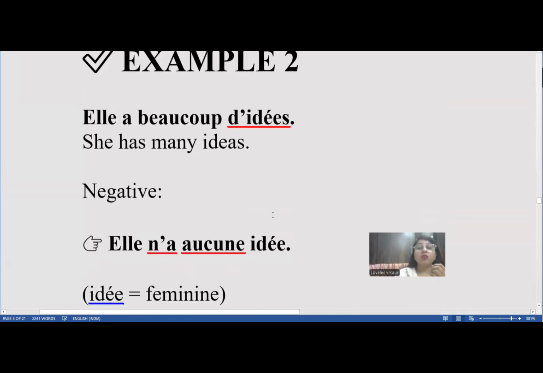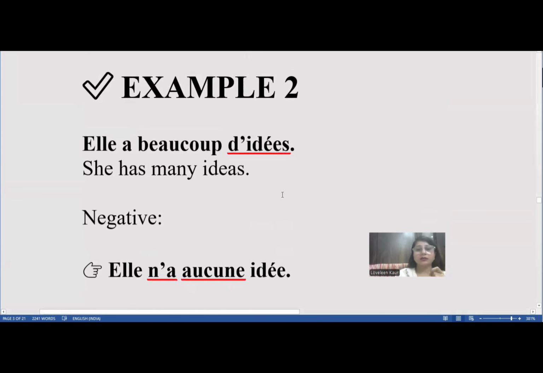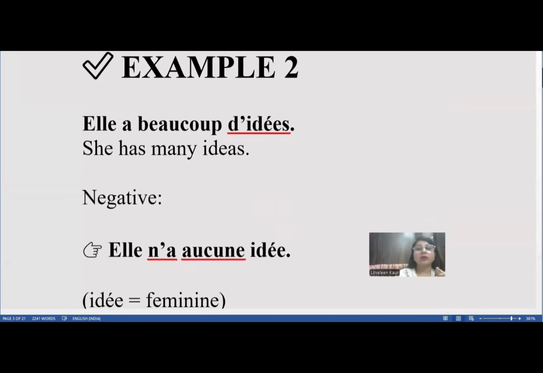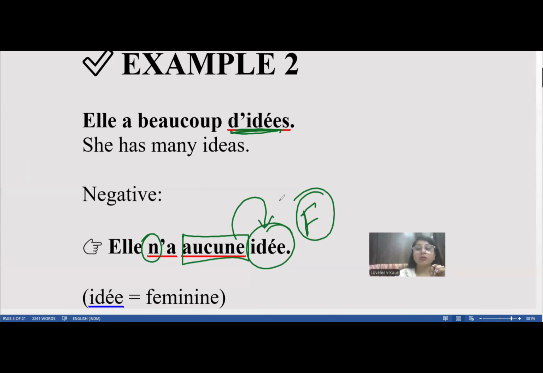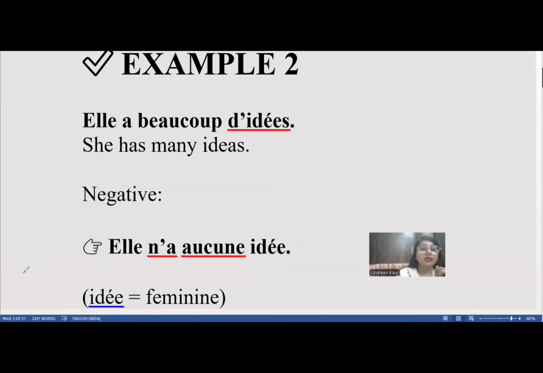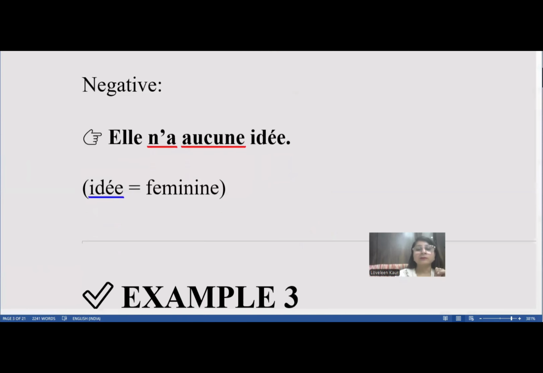For example, if I say, elle a beaucoup d'idées, she has many ideas, right? And now you want to say, she doesn't have any idea. Because idée is a feminine word, and of course in the negative sentence we have to put ne and aucun. This time we have aucun and aucune, two things. We will write aucune. Why? Because we are talking about idée, and that's a feminine word. So we'll say elle n'a aucune idée. She doesn't have any idea.